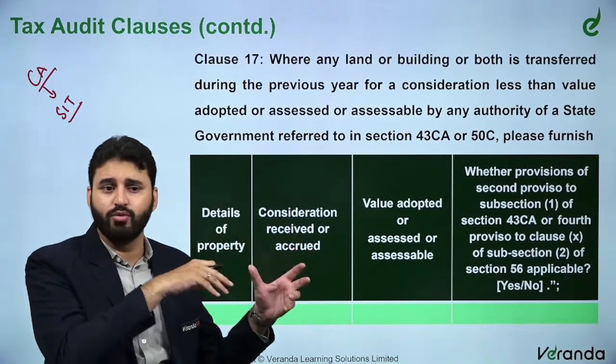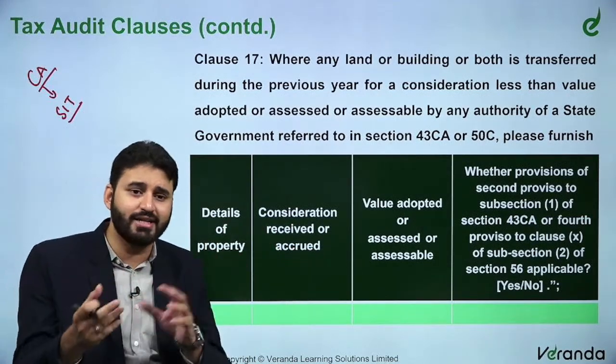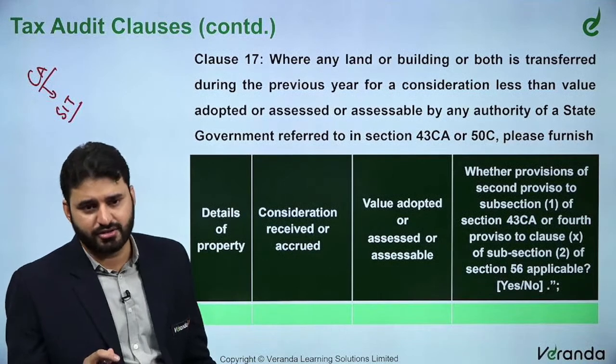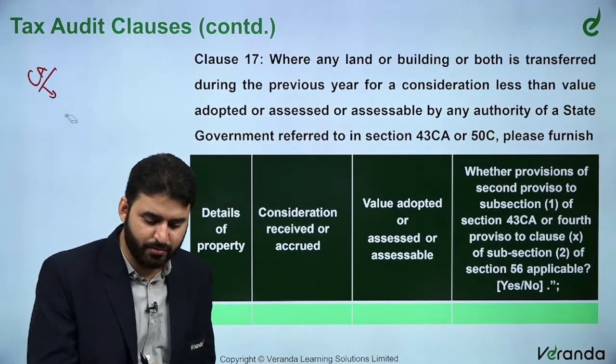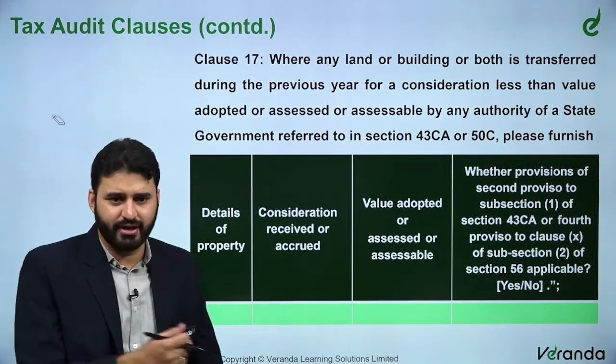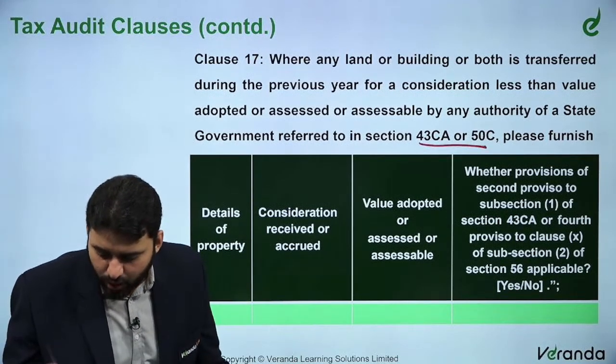You have a land or building, you want to start a real estate company and sell it, so you are taking it as stock in trade now. You are making it an inventory. Now this is a different matter, under section 43CA or 50C.